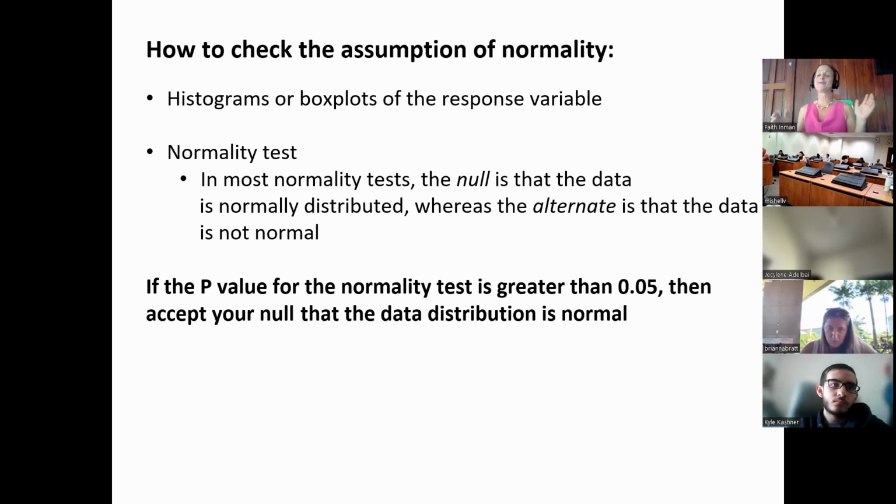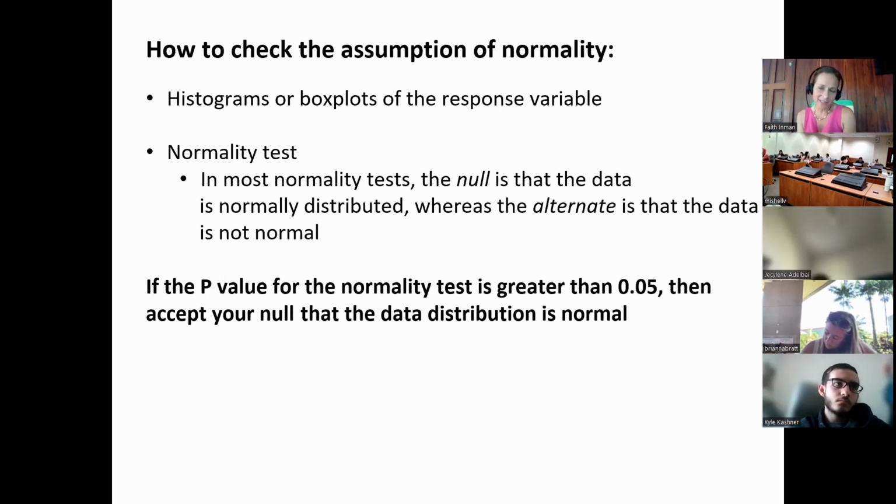Anyway, so the normality test, there's lots of different kinds of normality tests. In Minitab, we use the Anderson-Darling test. In R, the default is the Shapiro-Wilks test. That's what we'll use on Thursday.